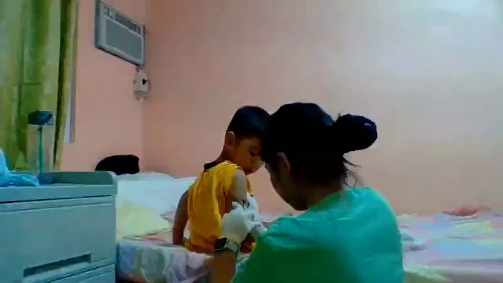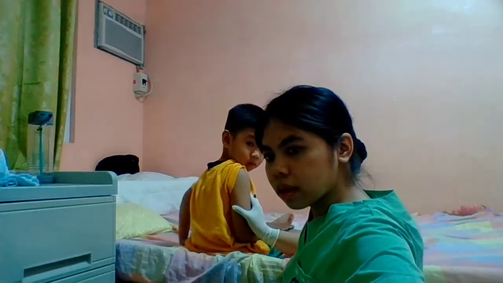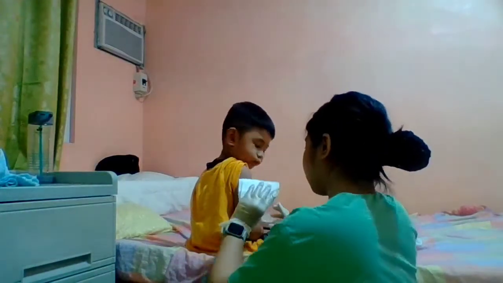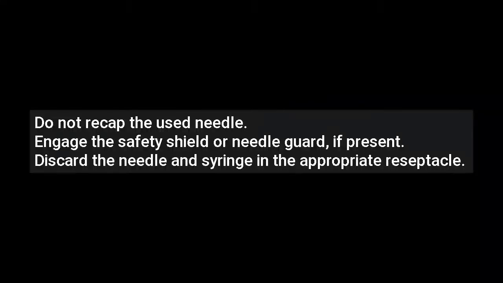Withdraw the needle quickly at the same angle at which it was inserted, while supporting the surrounding tissue with your non-dominant hand. Using a gauze, apply gentle pressure to the site after the needle is withdrawn. Do not massage the site. Do not recap the used needle. Engage the safety shield or needle guard if present. Discard the needle and syringe in the appropriate receptacle.